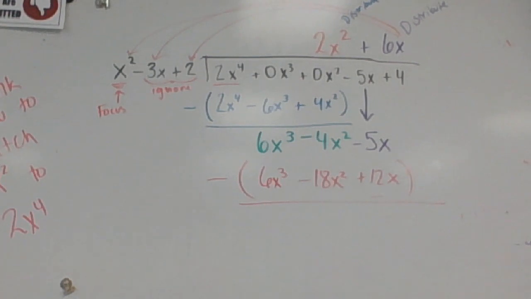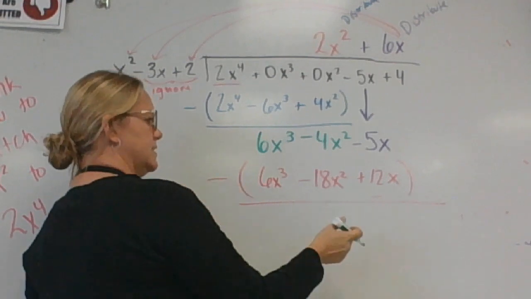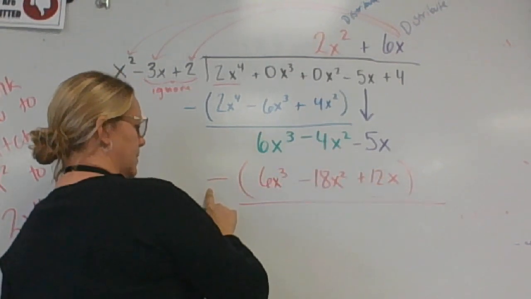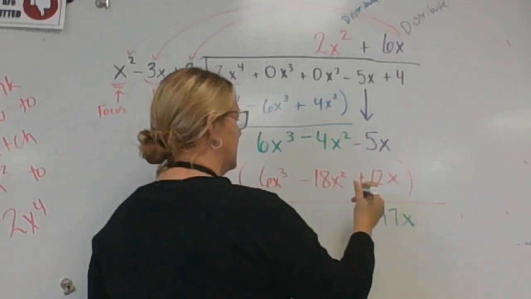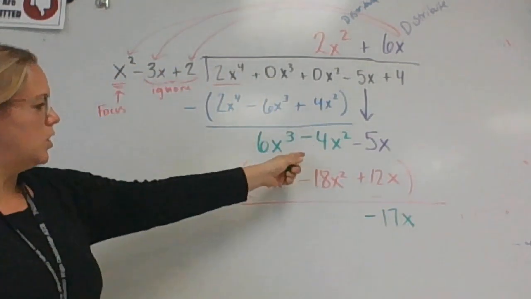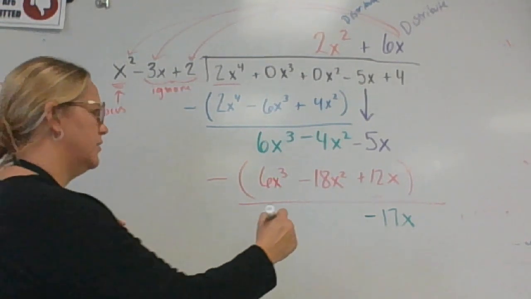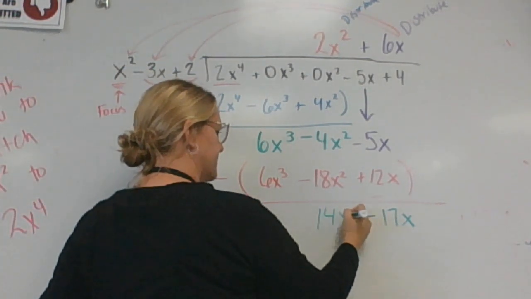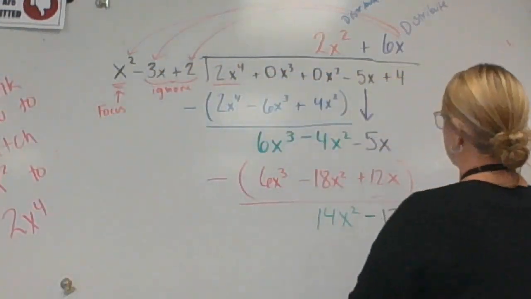Babe, what'd you get? Well, the 6's canceled out. Perfect. And then I got 14x squared minus 17. Okay, I see your 17. Negative 5 minus 12. Yep, negative 17x. And then this is negative 4. The two negatives will cancel. Yeah, plus it. Yeah, 14. I agree. 14x squared minus 17x. Bring down the 4.